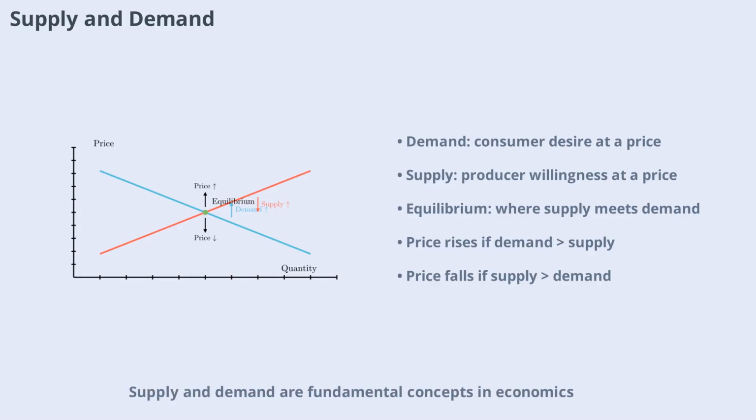Supply and demand are fundamental concepts in economics. Demand is how much consumers want a product at a certain price, while supply is how much producers are willing to sell at that price. When demand exceeds supply, prices rise.